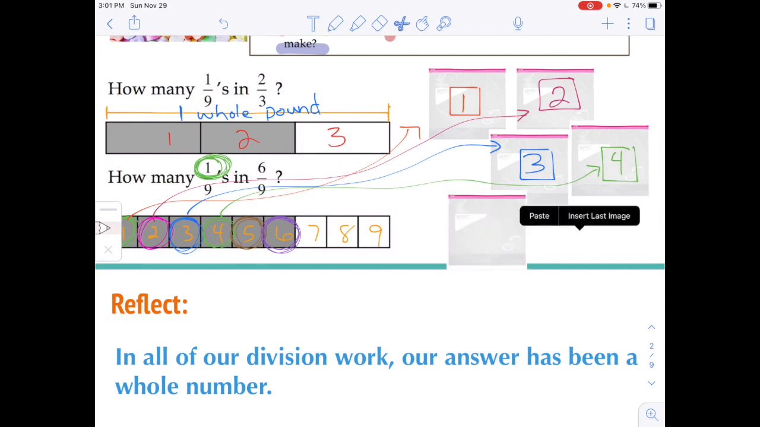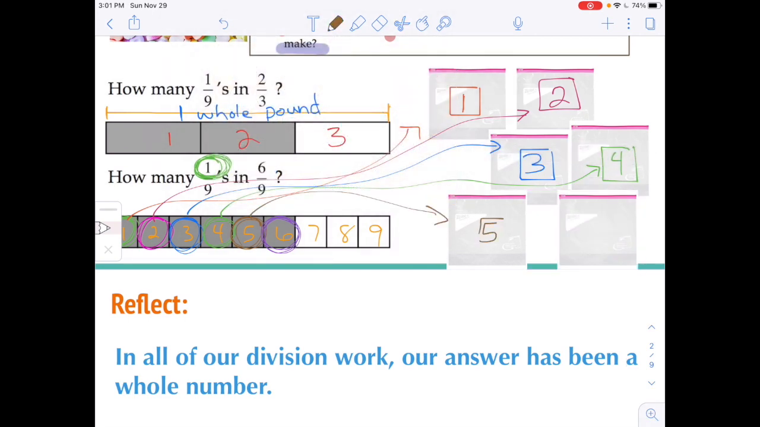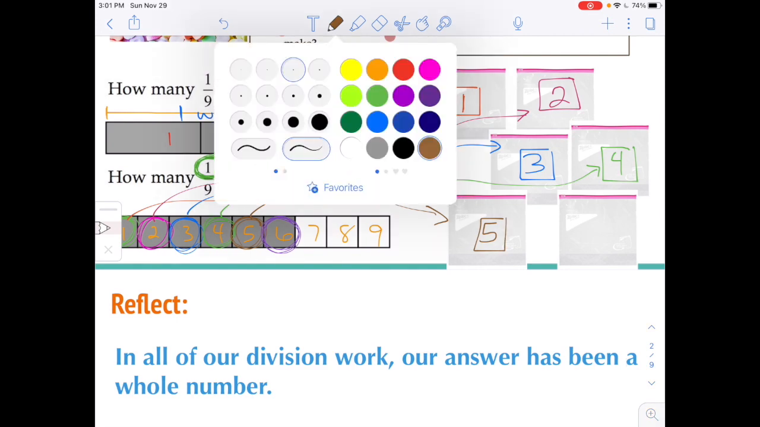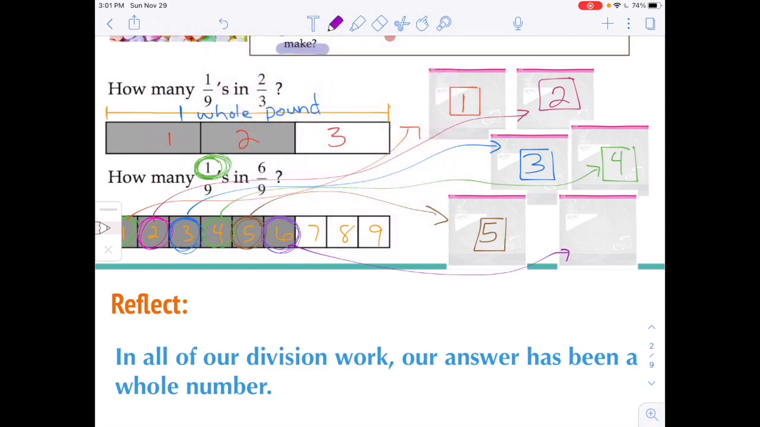Paste, paste, and that's going to be number 5. There's my 5th group and number 6. So each one of these bags holds one of these parts, which was 1 out of 9, so that's 1/9 of a pound.